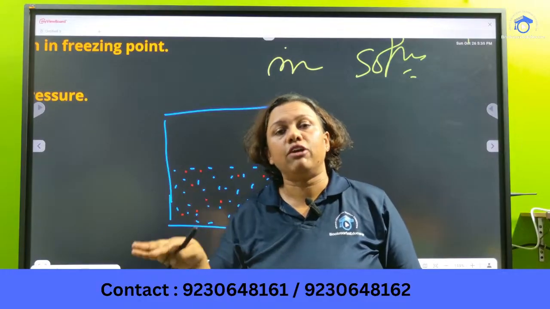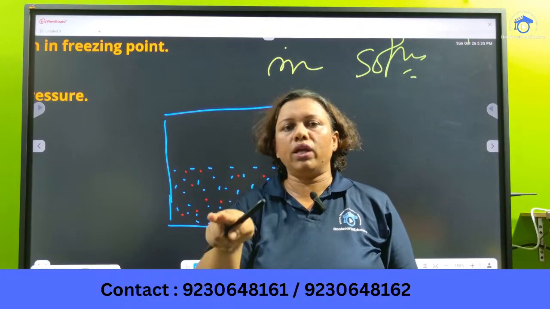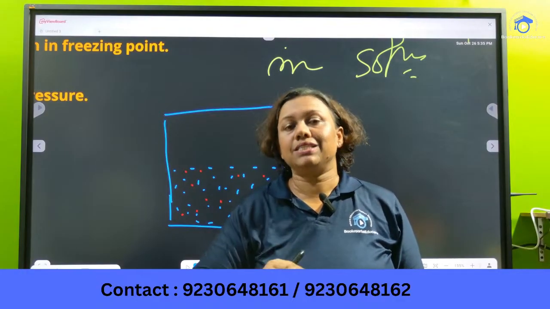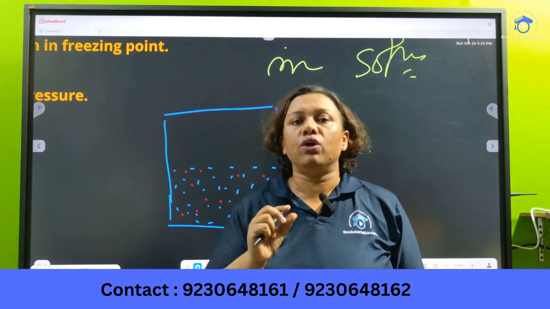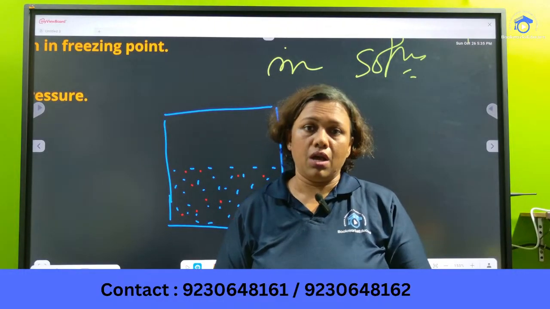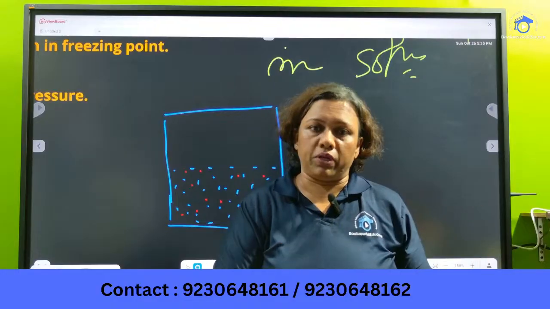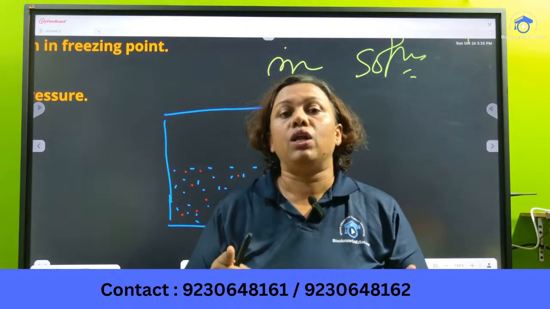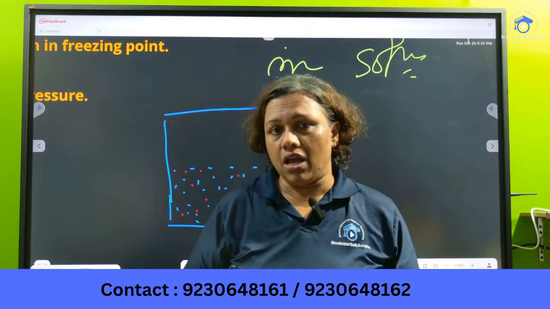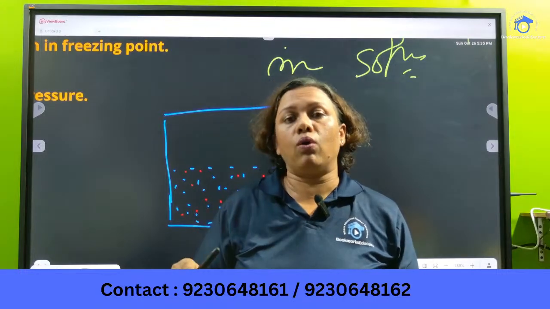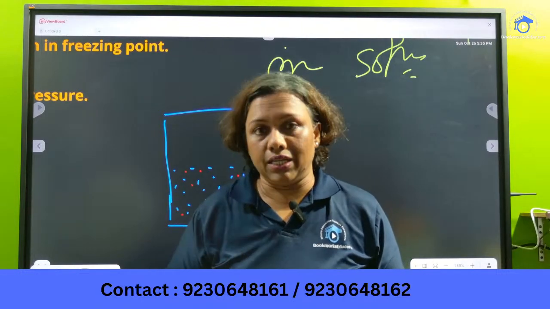That is called relative lowering of vapor pressure. Lowering of vapor pressure, that's clear. Now why relative? Because it is compared with the pure solvent. The comparison will always be with the solvent. Relative means it is compared with the pure solvent, and lowering means when you are adding non-volatile solute with the solvent, now what will happen? Vapor pressure will decrease.